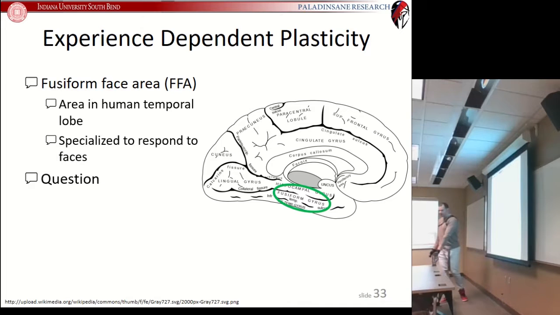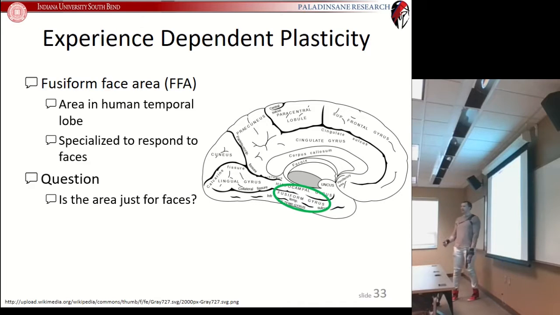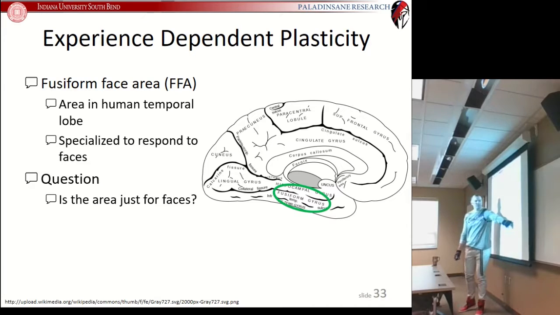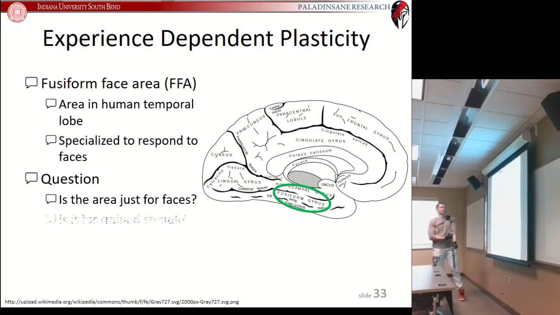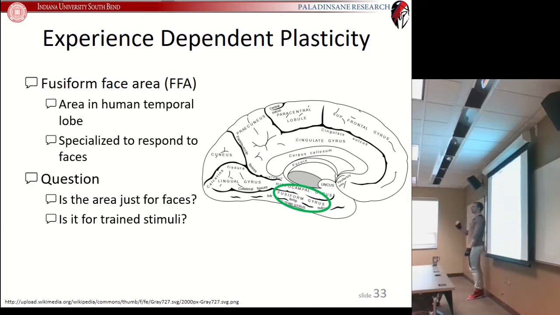And the question is, in terms of the fusiform face area, is this area just for faces? So is this a special area of your brain that has been pre-programmed to respond to faces, the same way your occipital lobe over here is pre-programmed for visual stimuli? Is this area of the brain just something that's been pre-programmed to respond to faces, or is this an area that is for very highly trained stimuli?